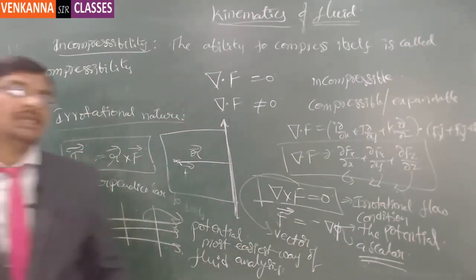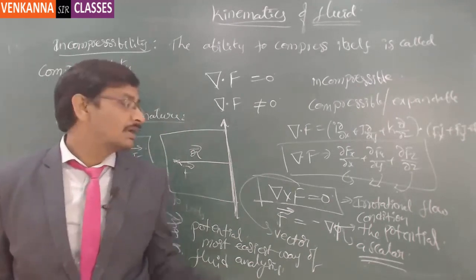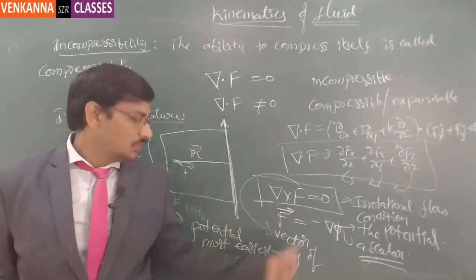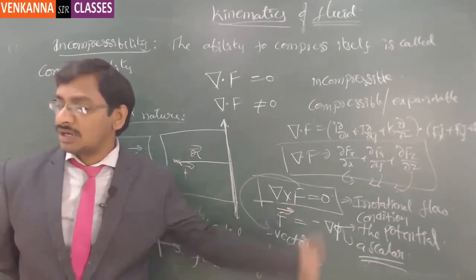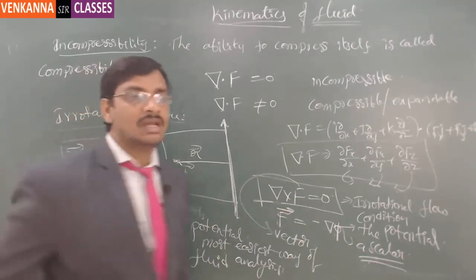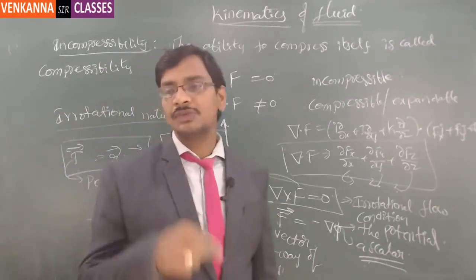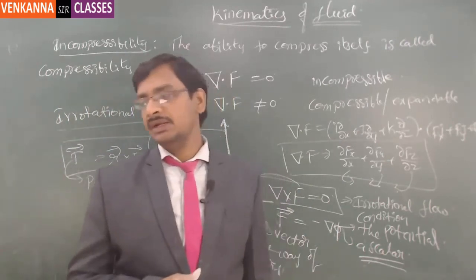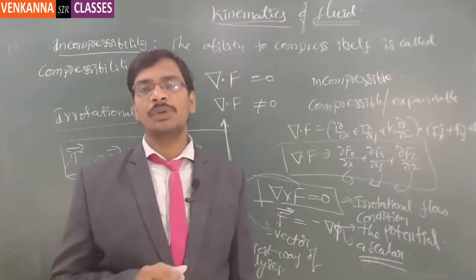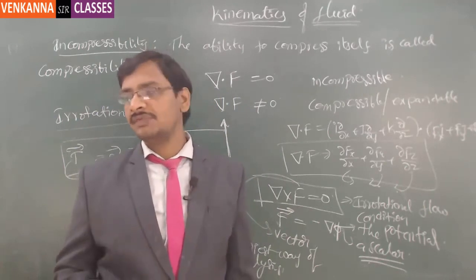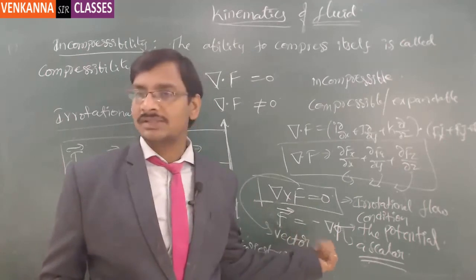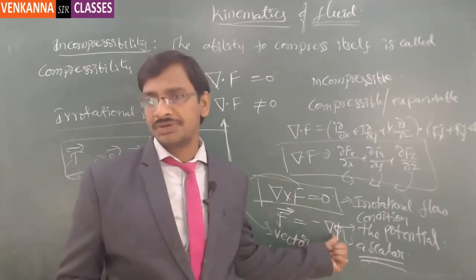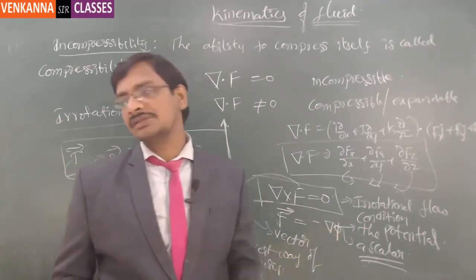And then if there are curls, that means del cross F is not equal to 0, then you cannot express it in this format. If del cross F is not equal to 0, that means there are some rotational components of the fluid flow, right? If there is a rotational component, obviously you cannot think of equipotential planes. So you cannot use this potential flow analysis, or express it as a scalar potential, if there are curls present.